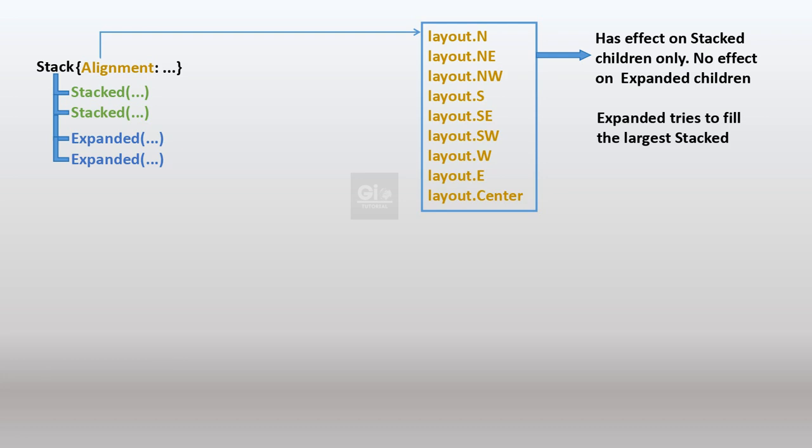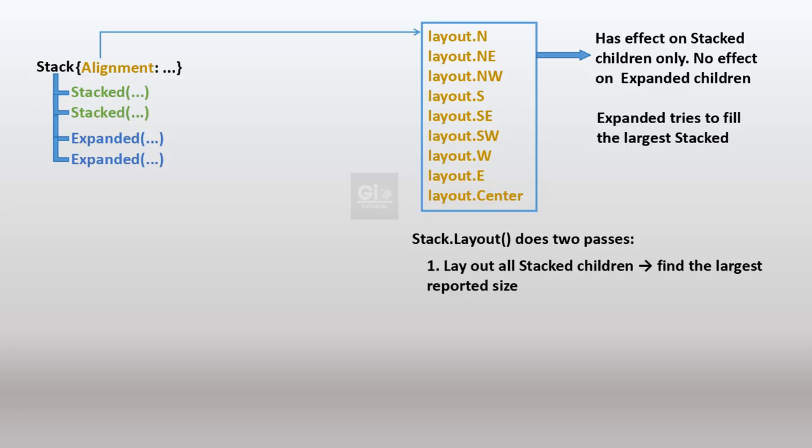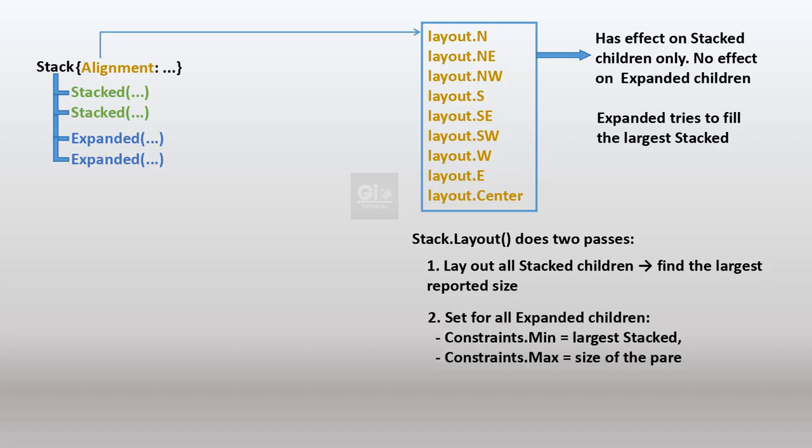When Gio is about to render stacked children, it does it in two phases. It starts by laying out all stacked children and finding the largest one. Then for all expanded children, it sets constraints.min to the largest stacked and constraints.max to the size of the parent constraints. Let me explain what I mean by parent constraints.